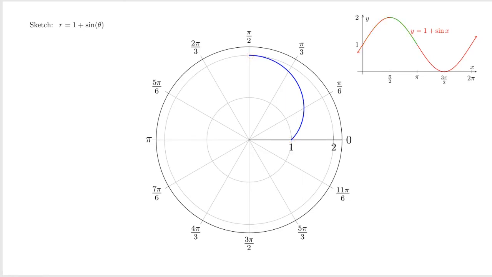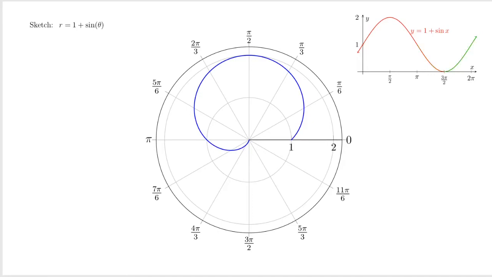Moving along, look in the upper right again, and you can see that as theta goes from pi over 2 to pi, r should be going from 2 back down to 1. And that's how I've continued the curve here in blue. As theta goes from pi over 2 to pi, r is going from 2 to 1. Moving right along, we see in the upper right that as theta goes from pi to 3 pi over 2, r goes from 1 to 0. And that's what we've shown here as theta goes from pi to 3 pi over 2.